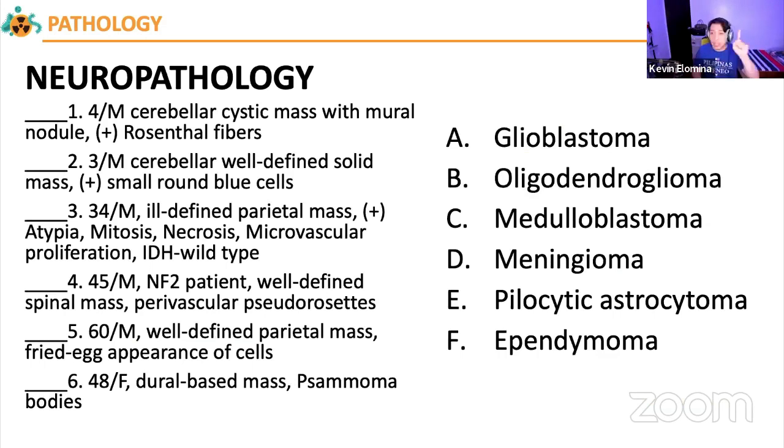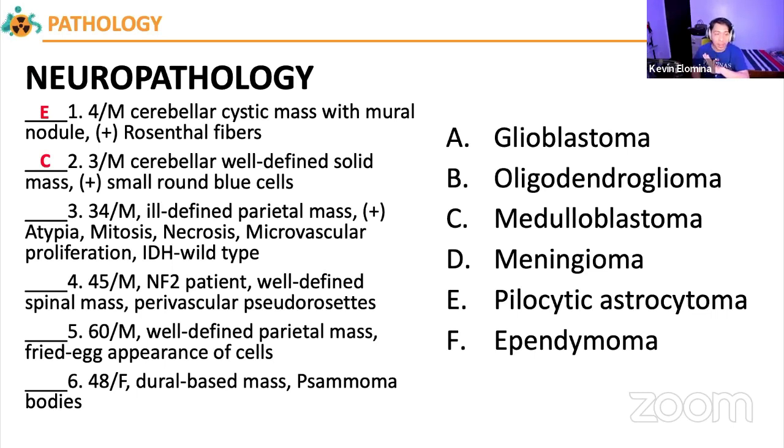Last, a kid with a cerebellar mass with mural nodule and you see your Rosenthal fibers. So saan nyo siya nakikita? Kid ha, may Rosenthal fibers. Okay, so that is your pilocytic astro. But what if you have a kid with a cerebellar mass also, but it's small round blue cells? That is your medulloblastoma.